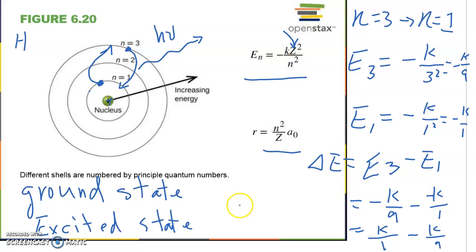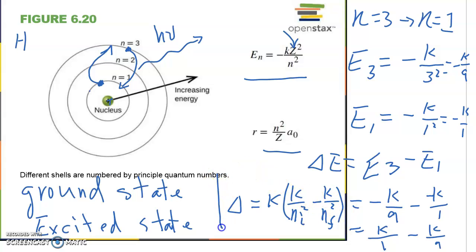So in general, for hydrogen atom, what is the energy difference if an electron falls from an excited state to the ground state? The energy will be equal to a constant K divided by initial state squared, minus K divided by final state squared. So that's the initial state, and that's the final state. Yes, you can copy down this formula now.